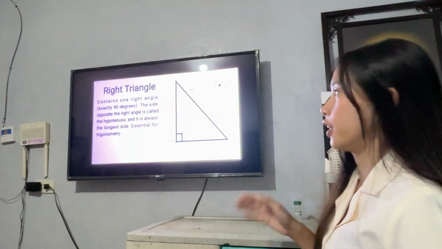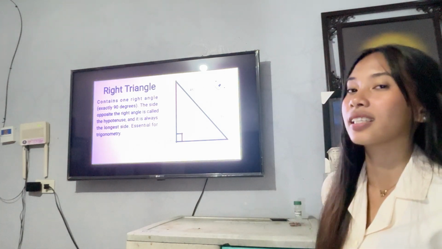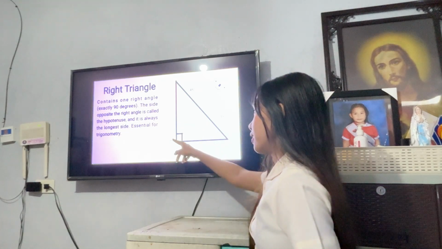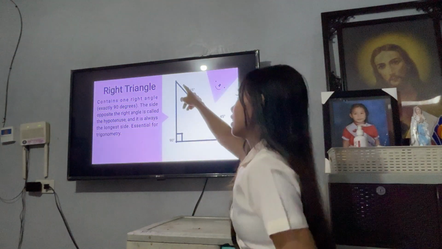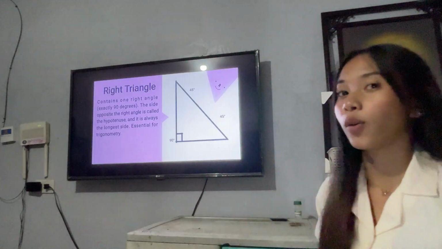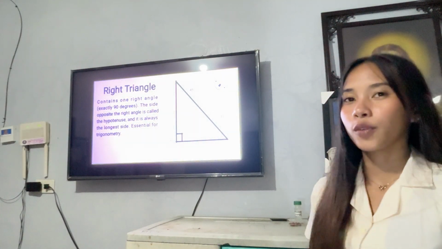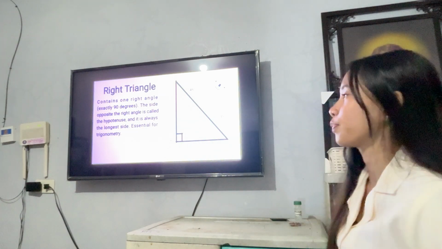First, we have the right triangle. A right triangle contains one right angle. It is exactly 90 degrees. This is the right angle. That is the 90 degrees. This long side, we call the hypotenuse. It is essential for trigonometry. We can also use the Pythagorean theorem in calculating this triangle.